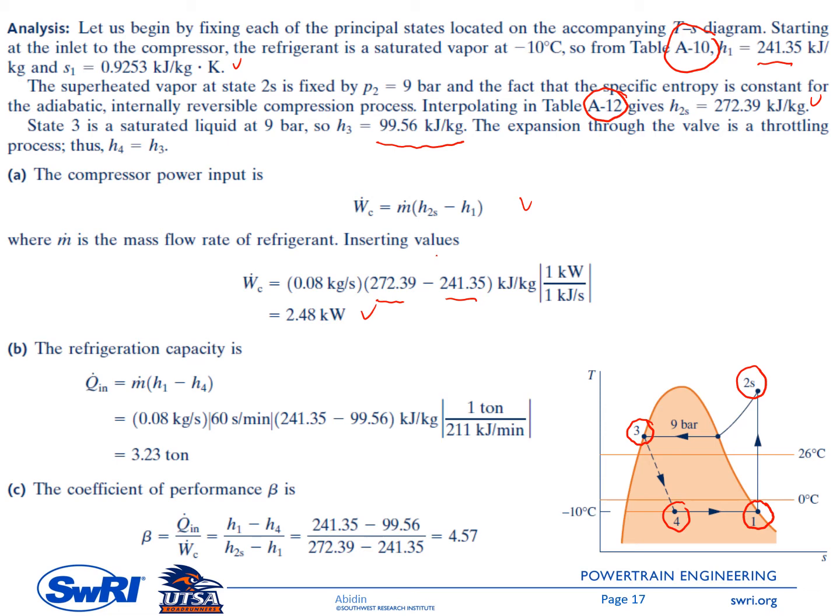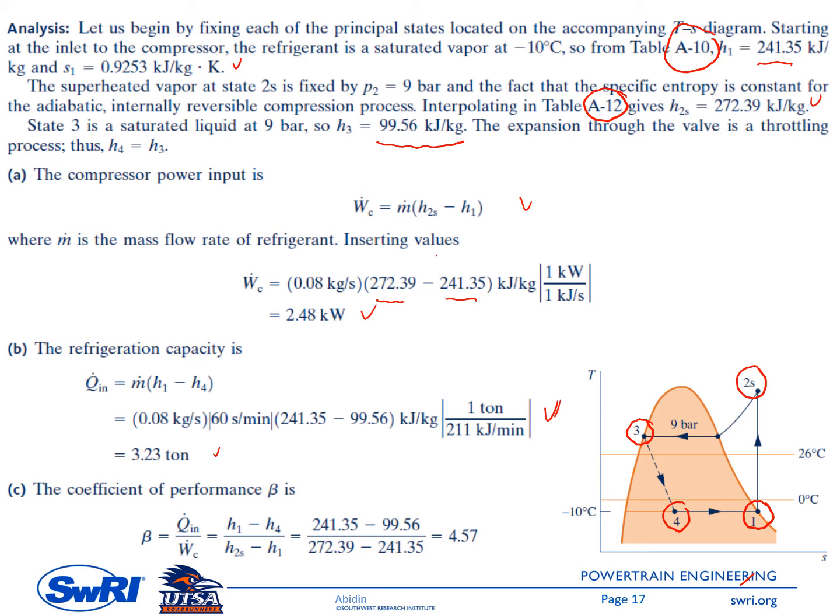And then the refrigeration capacity Q dot in, so use the same method as the previous example. You will get the Q dot in of 3.23 ton. You can also compare it with the previous example.